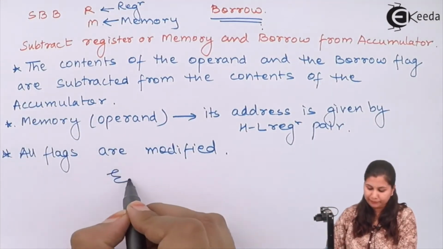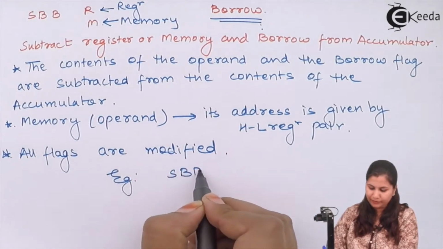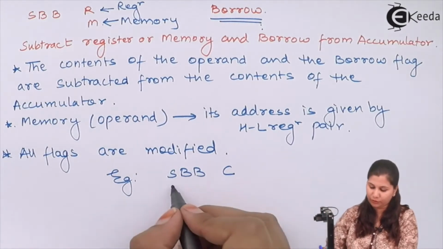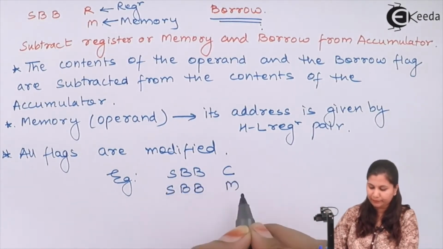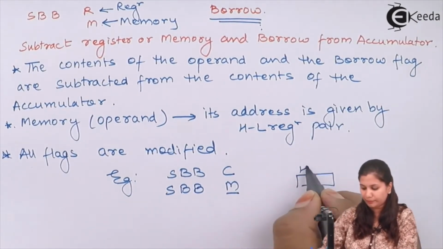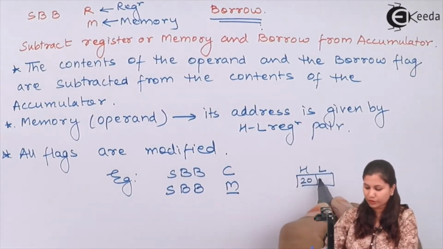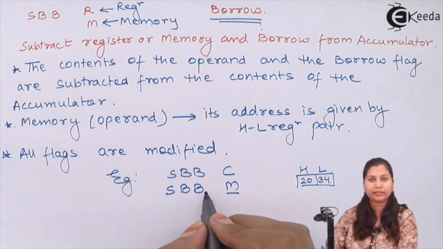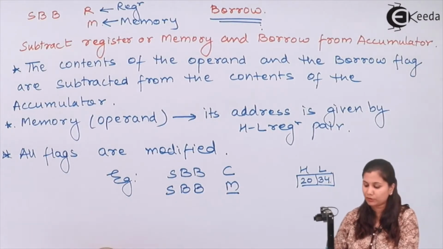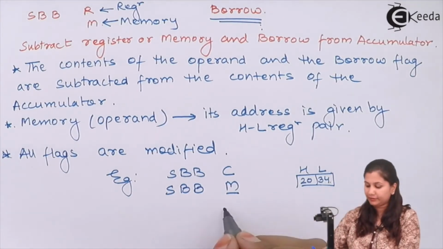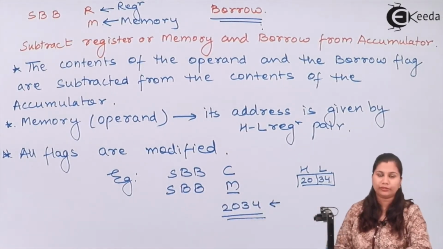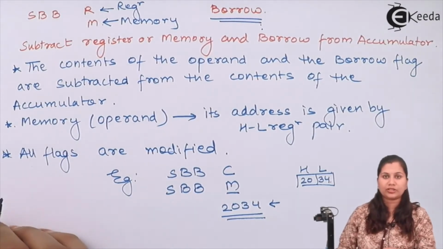Now for example, we can write here SBB. We can use any of the registers, like SBB C, or we can write SBB M. If it is M, then its address is given by the HL register pair. Suppose in HL we have 2034, then one of the operands will be in the accumulator, and we have the borrow flag. We have to consider the borrow flag also, whether it is 0 or 1, and the second operand is stored at this memory location 2034. So this is how this instruction executes.